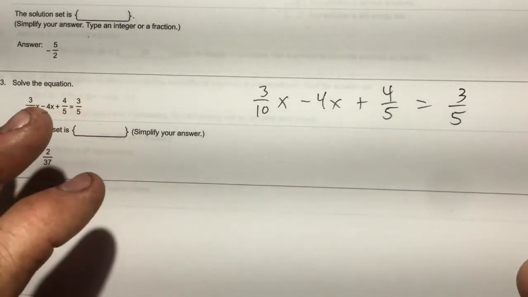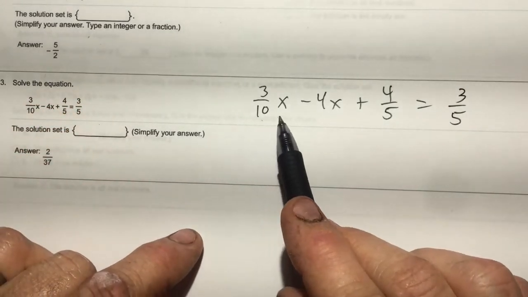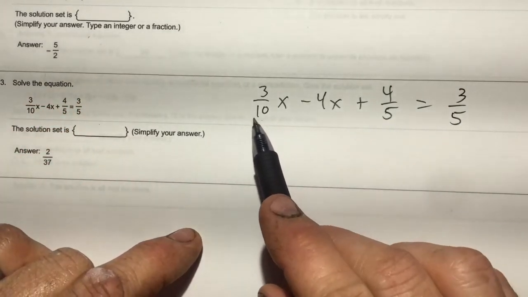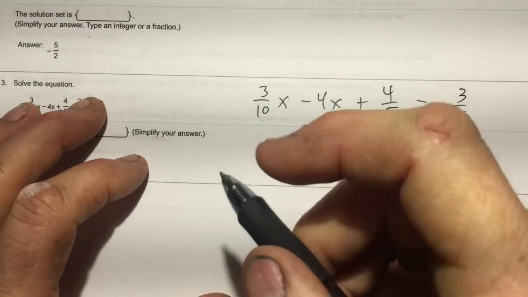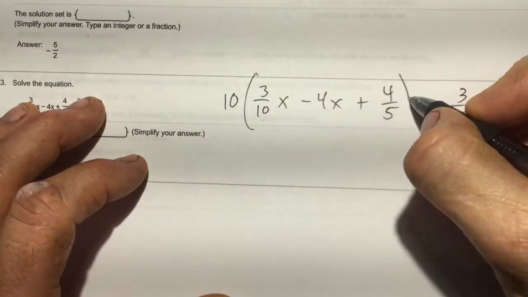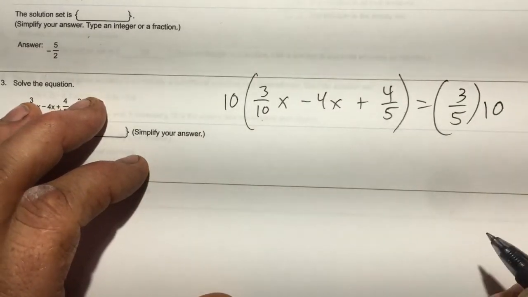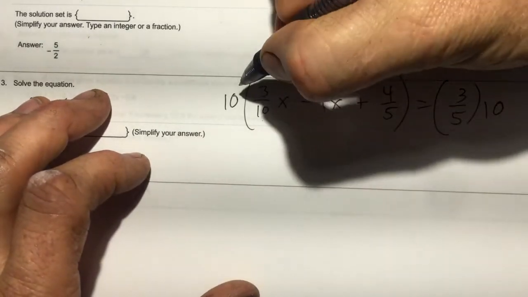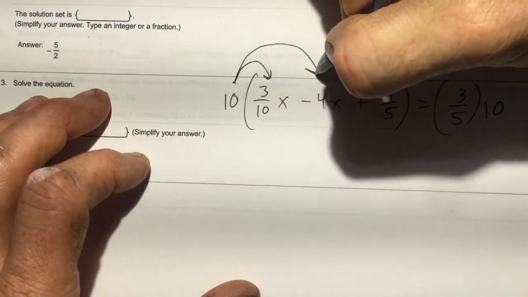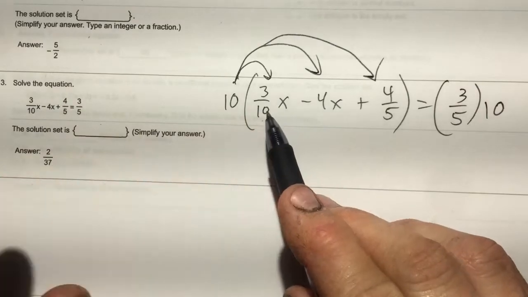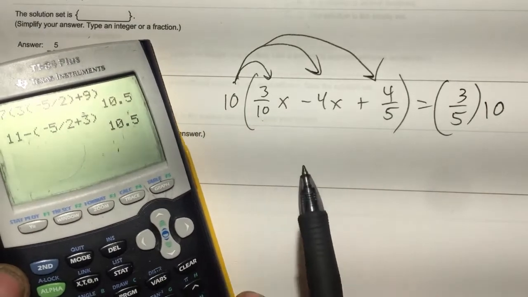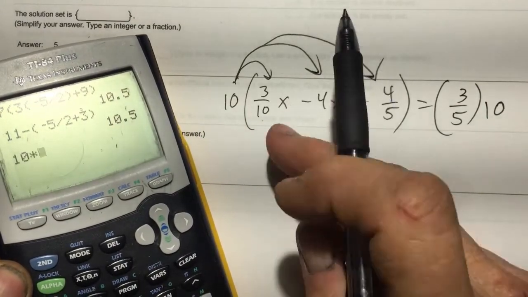So what we're going to have to do is find my common denominator, which 5 and 5 and 10, they all go into 10. So we're going to multiply everything, both sides, by 10. Okay, now right here I've got to distribute this 10 to all three parts in this. So when I do 10 times this, you just use your calculator if you need to. 10 times 3/10.